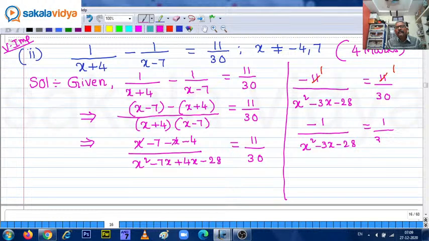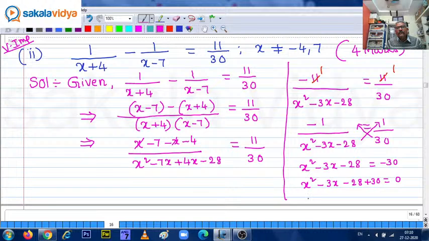Cross multiplication takes place. You need to cross multiply. So we get x square minus 3x minus 28 equal to 30 multiplied by negative 1, negative 30. You bring negative 30 this side. You get x square minus 3x minus 28 plus 30 equals to 0. Now 30 minus 28 is 2. So we get x square minus 3x plus 2 equals to 0.